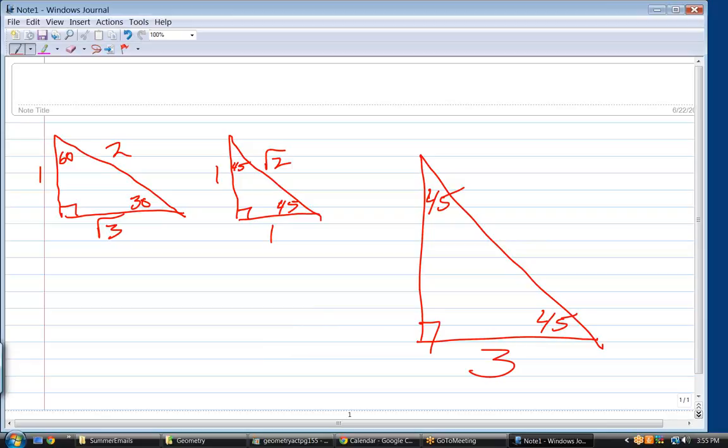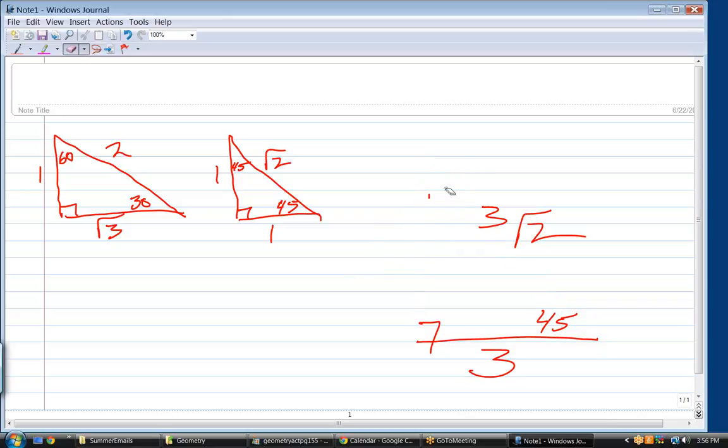Vertical side is 3. What's the hypotenuse? 3 times the square root of 2. Okay. That's really as hard as they get, as long as you're dealing with these two special triangles.